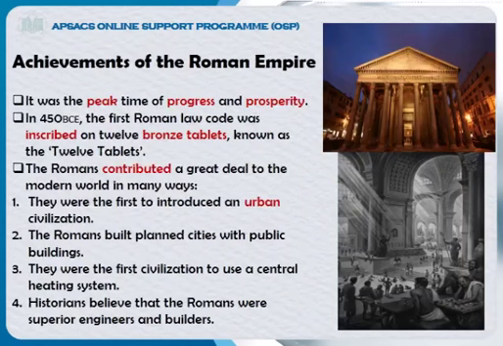Achievements of the Roman Empire. The golden age of the Roman Empire was the peak time of prosperity and progress. Millions of people from different races, speaking different languages, and following diverse religions and traditions were living together in an atmosphere of tolerance.